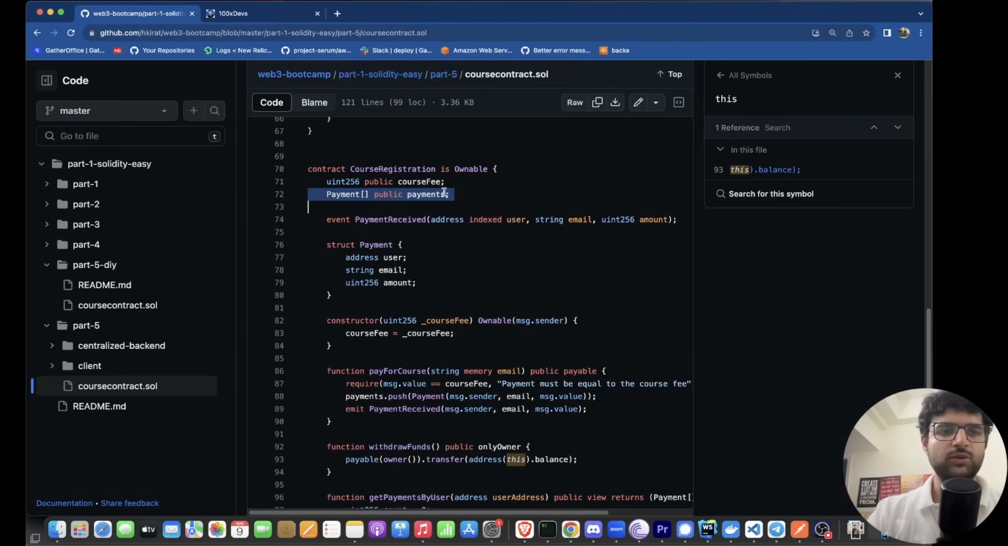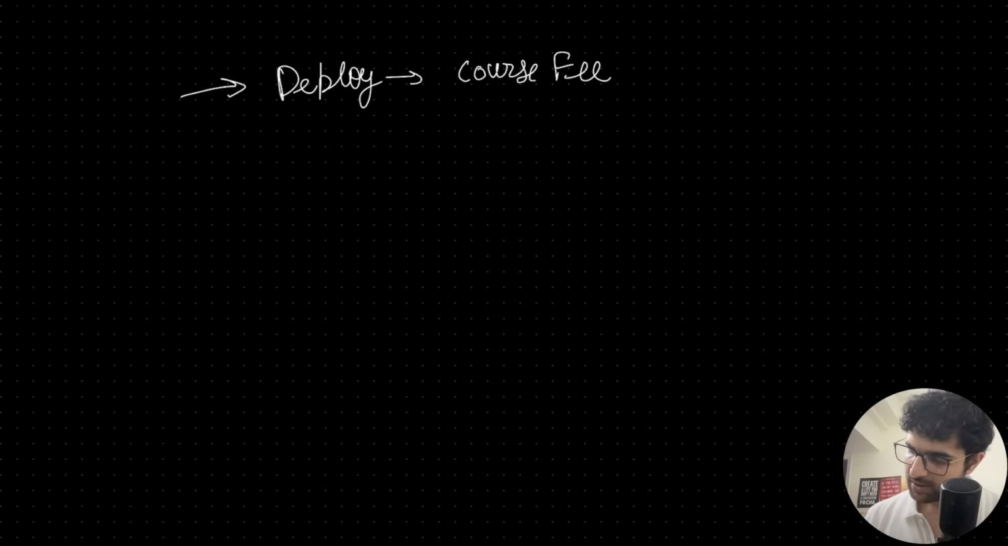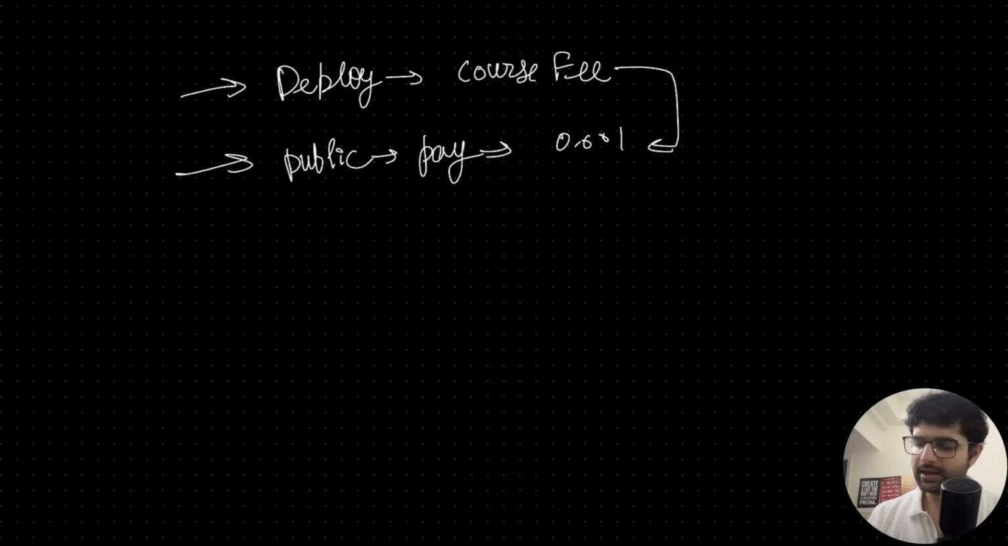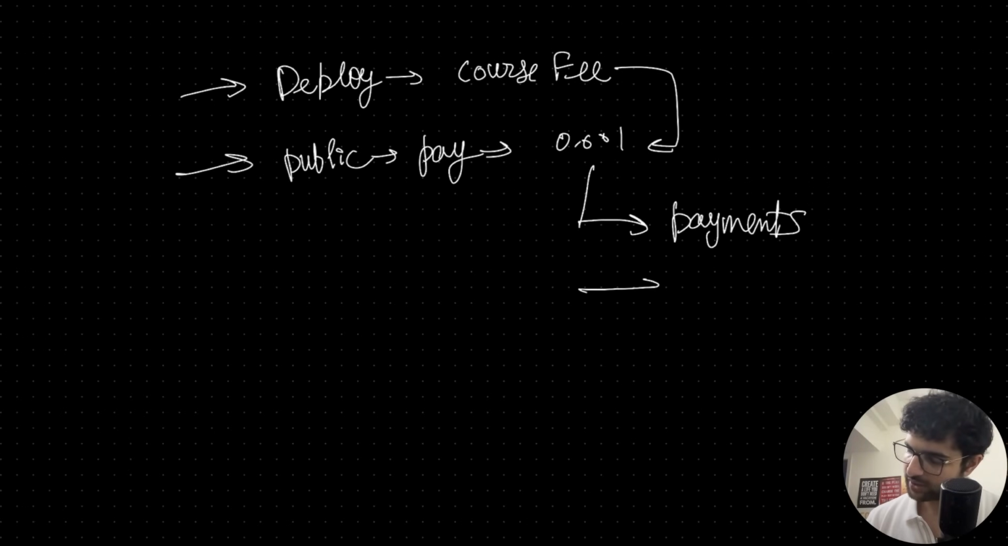Cool. Let's do a quick recap. What have we discussed until now? We have written a contract. The contract lets me, the admin, when I deploy, put a course fee, which is a state variable. It gives the user a public function called pay, and then the user has to send 0.001 ETH, whatever the course fee is, and only then will they be added to the payments array, and also an event will be emitted. Finally, the user can track their payments.